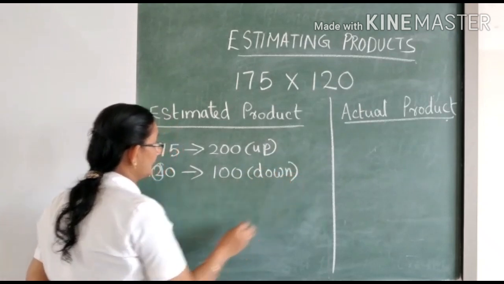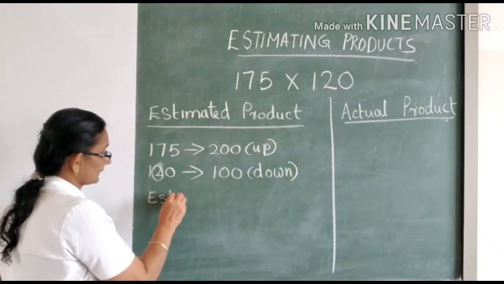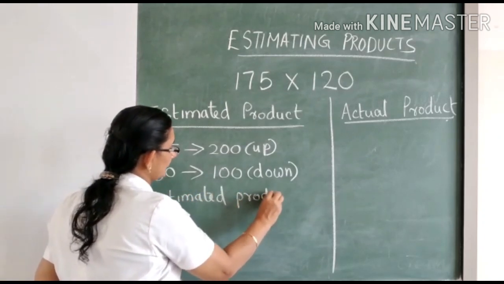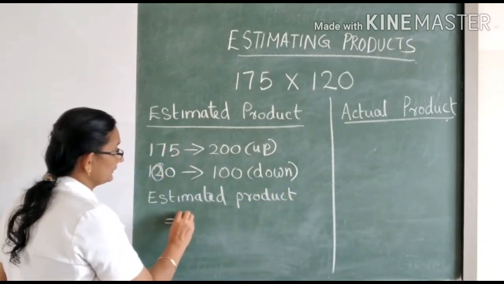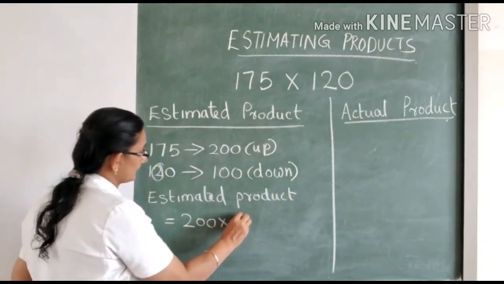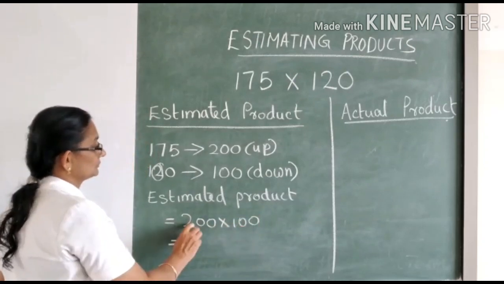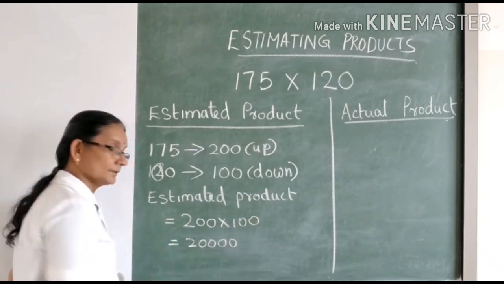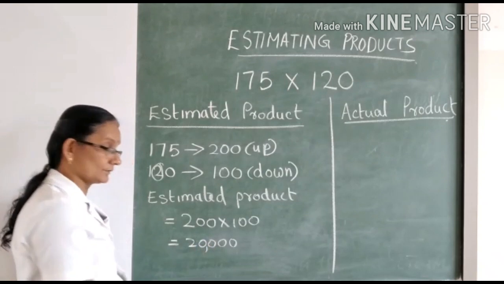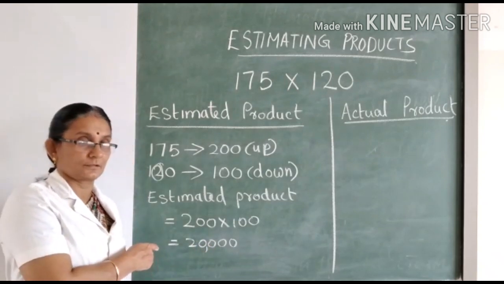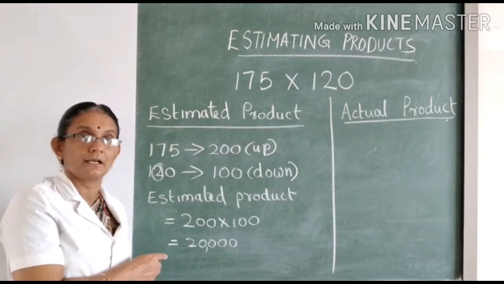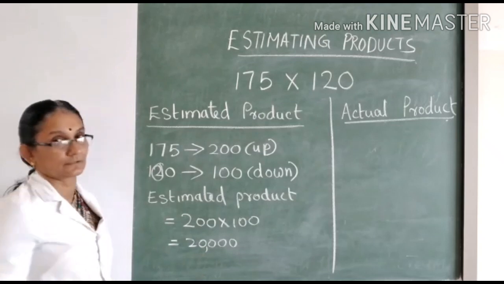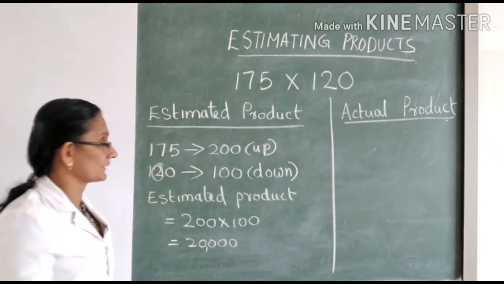Now let us find out the estimated product of this. So estimated product is equal to 200 into 100, which is equal to 200 into 1 is 200, and then put 2 zeros to the right. So you get the answer as 20,000. So the estimated product or the estimated amount I have to spend for the food for a birthday party is 20,000.